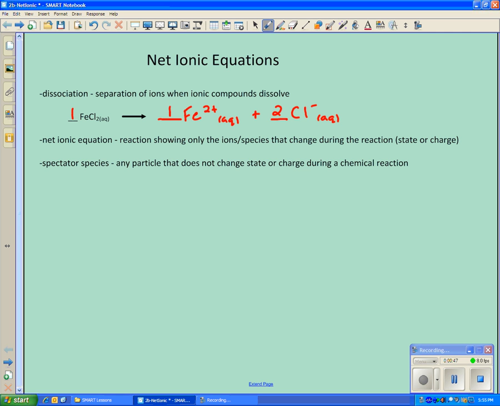A net ionic equation is a reaction that shows only the ions or species that change during the reaction. That change could be a change of state or a change of charge. Anything that does not change during the reaction is called a spectator species. So if something stays exactly the same from the left side of the reactants to the products on the right side, then it's a spectator species.